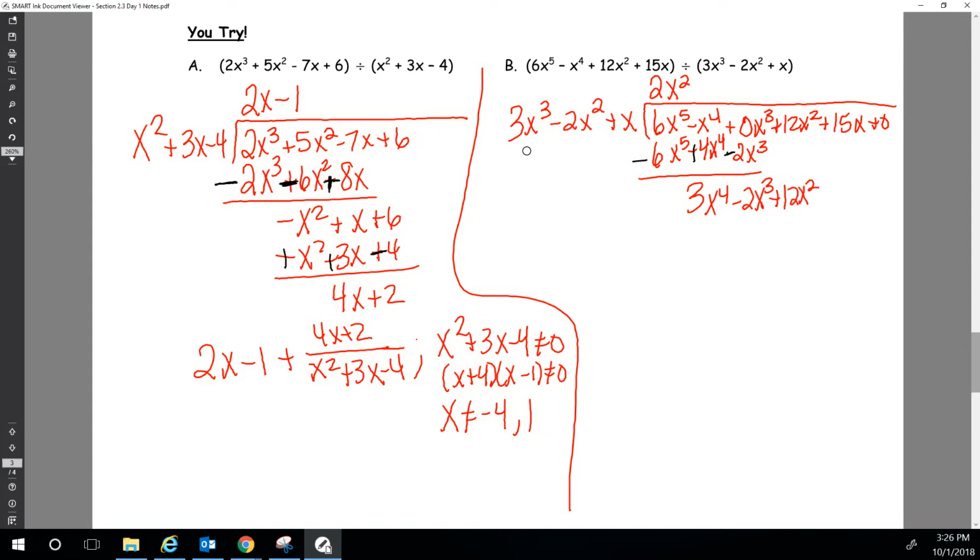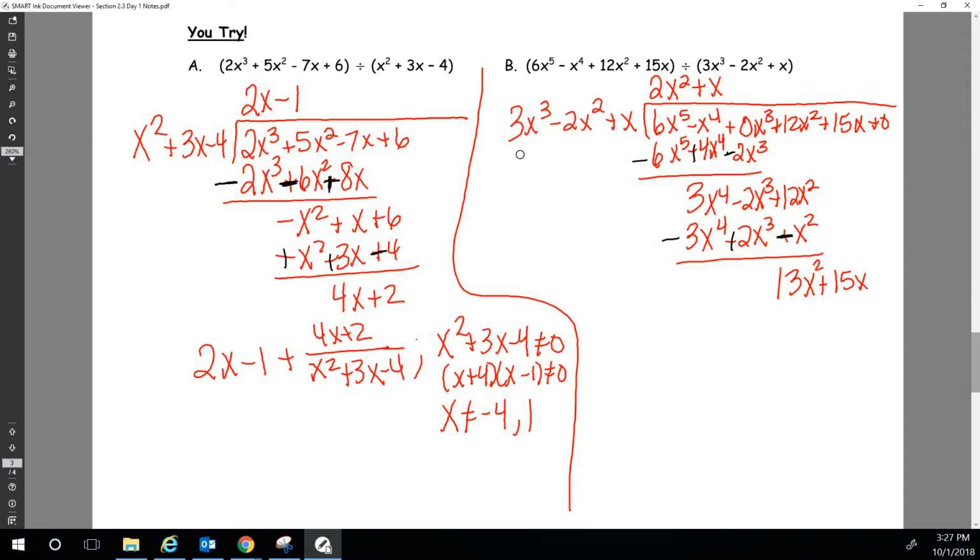All right, what times 3x cubed would give me 3x to the 4th? That would just be x. I have the 3 already, I just need one more x. X times negative 2x squared is negative 2x cubed. X times x is positive x squared. Changing our signs, this time we get rid of 2 of them, which is kind of cool. So these guys both cancel out. 12 plus 1 would be 13x. Oh, no, that changed to a positive. 13x squared. And then bring down the 15x.